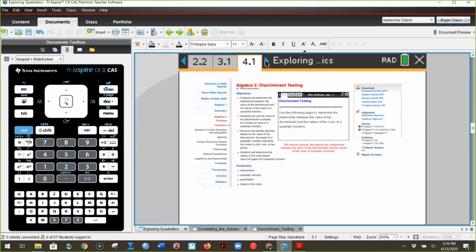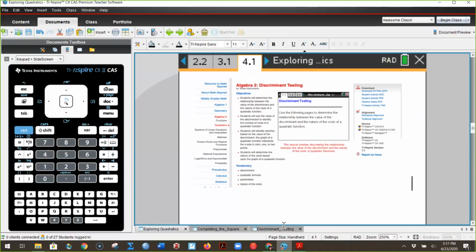The other activity that I wanted to talk about is discriminant testing. This is another activity, and it also happened to be in the Algebra 2 world. It's another one that we can just download to our calculators. We could provide the link to our students and say, go here and download it to your computer and put it on your software. If they're working on an iPad, it works very much the same way. You can go to the link and then upload it in there.